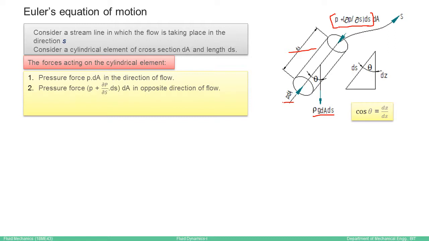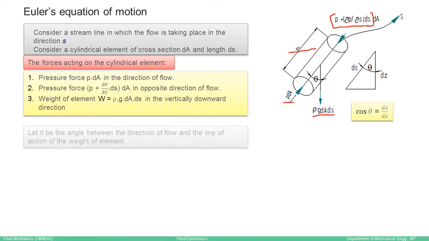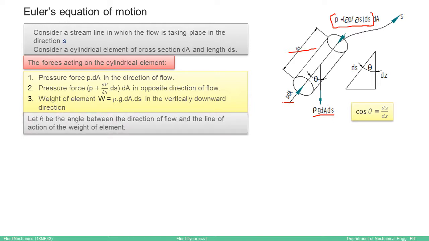This is the length, and since it's a cylindrical element, it has two circular faces, for which one pressure force is acting in the direction S, that is P into dA, and in the direction opposite to that, on the other side, there is a force acting, P plus dou P by dou S into ds into A, that is incremental pressure multiplied by A. So we have it like this.